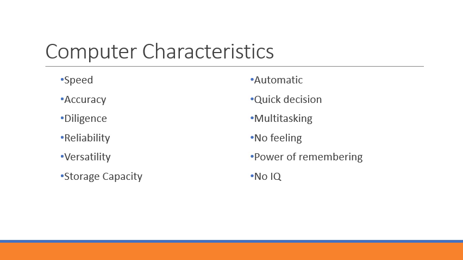Now, versatility. It means that the computer is capable of working in almost every field, like schools, colleges, hospitals, offices, railway stations, hotels. It is a multitasking system where multiple tasks can be performed in a multiprocessor system.